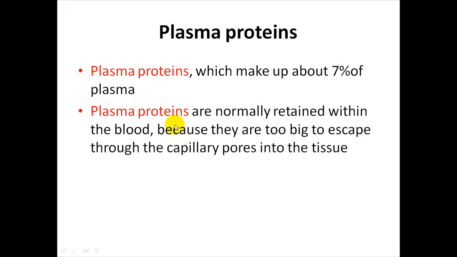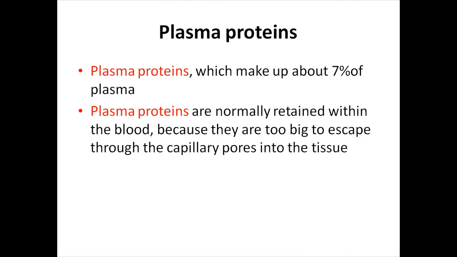So plasma proteins are normally retained within the blood because they are too big to escape through the capillary pores into the tissue. Anatomically, we know that capillaries have some pores where different entities or particles with a smaller size compared to the pores can penetrate to the interstitial or extravascular compartment. But in the case of plasma protein, they have a large size that cannot penetrate through these capillary pores. By doing so, plasma protein is found only in plasma.